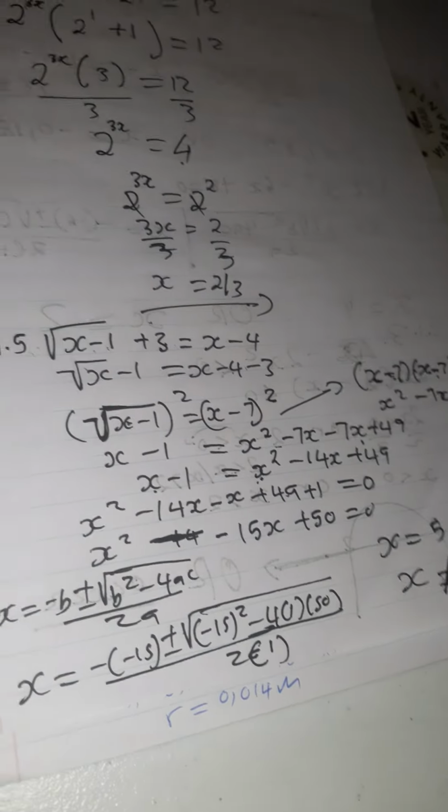1.2, simultaneous equations. 3x minus y plus 2 is equal to 0, and y is equal to negative x squared plus 2x plus 8.